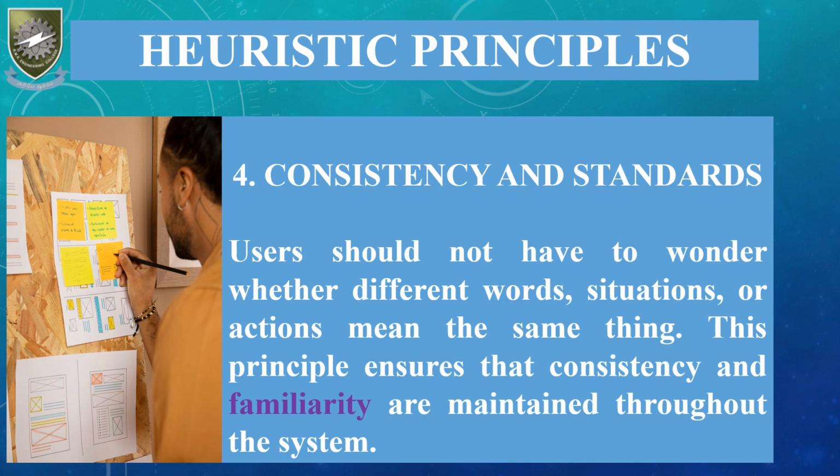So this is the fourth method: consistency and standards. Users should not have to wonder whether different words, situations, or actions mean the same thing. This principle ensures that consistency and familiarity are maintained throughout the system. For example, using a trash can icon universally to indicate deletion of an item.